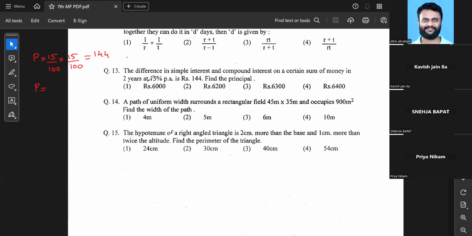I'll just give this logic. The difference between simple interest and compound interest on a certain sum of money for 2 years, in case of 2 years, whatever is the interest is this much. So in case of 2 years, what happens? After the first year, there is an interest on the principal. That is nothing but 15% of the principal. 15% of the principal is the interest.